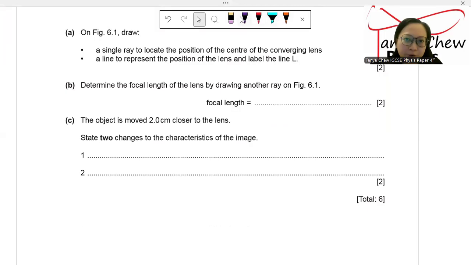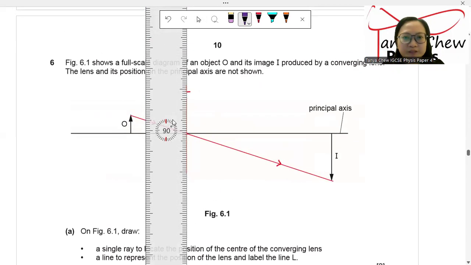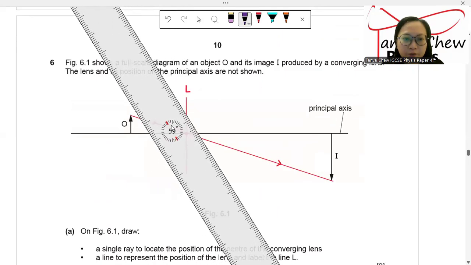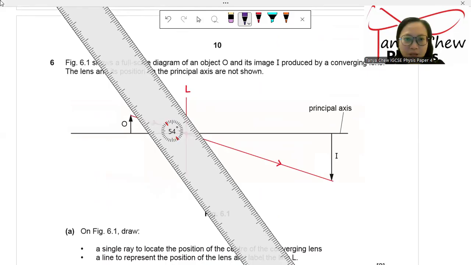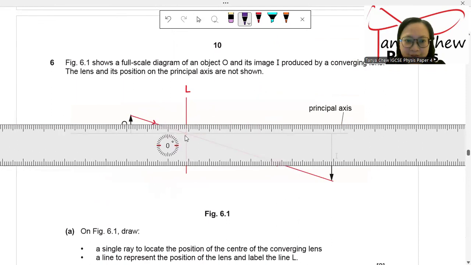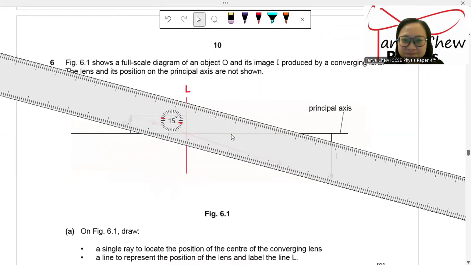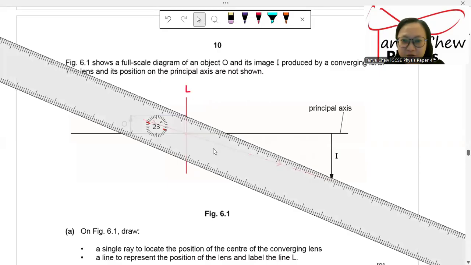B. Determine the focal length of the lens by drawing another ray on Fig 6.1. So you have to draw another ray to confirm the focal length. What is the focal length? Focal length is the distance between the center of the lens to the principal focus. Now, since I have the lens here, I will just draw another ray, which is this one. Let me shift the ruler first. Horizontal ray. One of the rules stated that any ray that is parallel to the principal axis, horizontal towards the lens, will be refracted at the principal focus. I'll just draw this out.